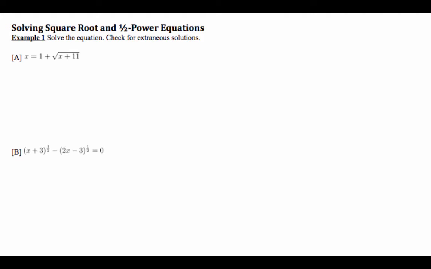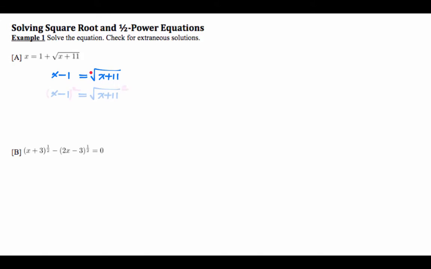One of the ways you could do this is try to isolate the radical. So that means that we gotta move the 1 to the other side of the equation, leaving us with x minus 1 equal to the radical. And how do we get rid of the radical, guys? Because the index over here is 2, we match that.